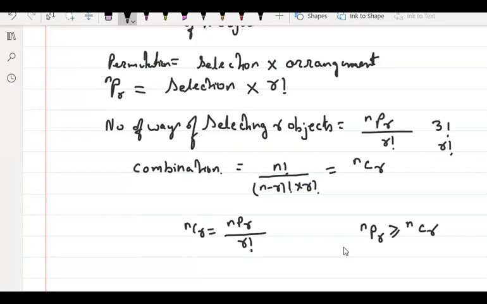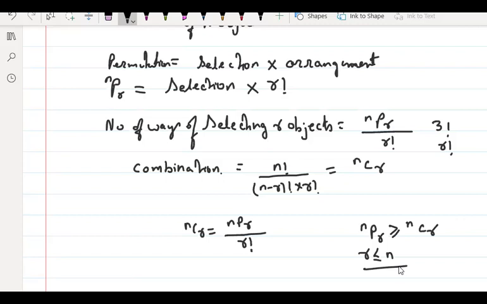Okay, very good. And there's one more condition. What is the second condition? R should also be less than or equal to N. Can R be more than N? Can you arrange 10 objects out of 5 objects? Think about it. No, right? So R should always be less than or equal to N.